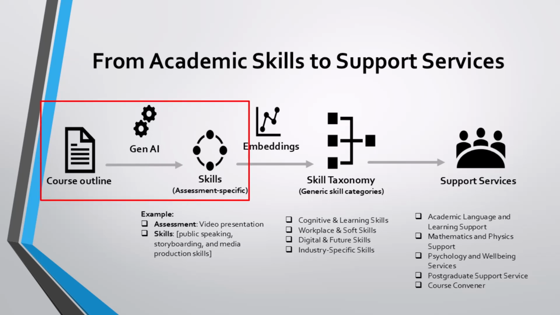We started by using generative AI to extract the kinds of skills students need to complete their assessment tasks. Skills that aren't always spelled out in course outlines. And we're not talking about vague, generic stuff. These are specific, contextual skills based on what the task actually involves.